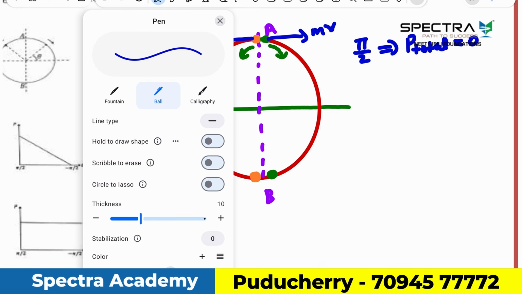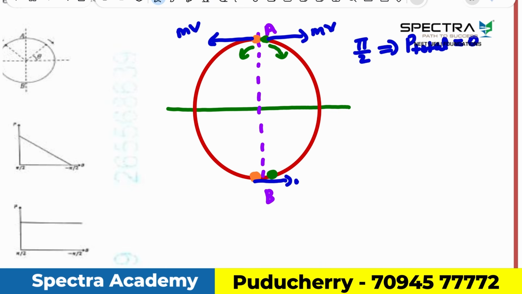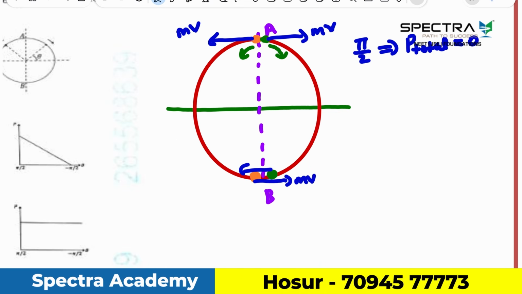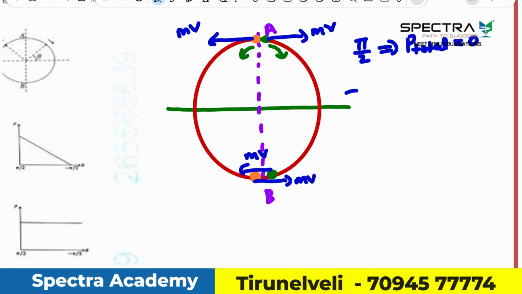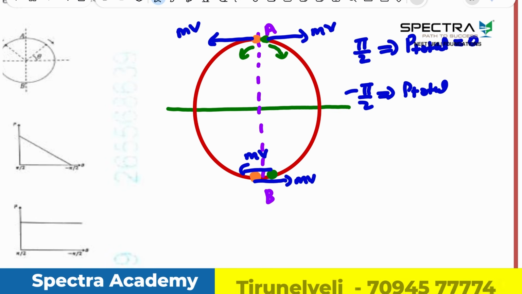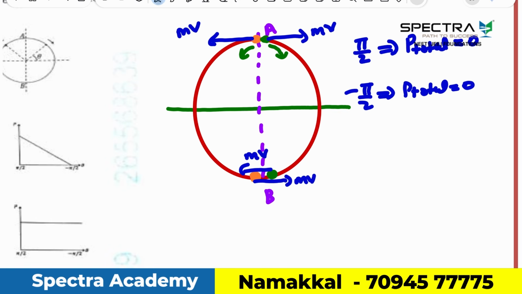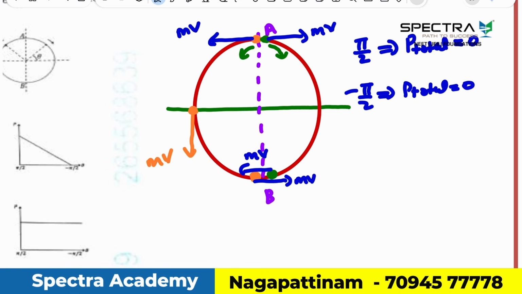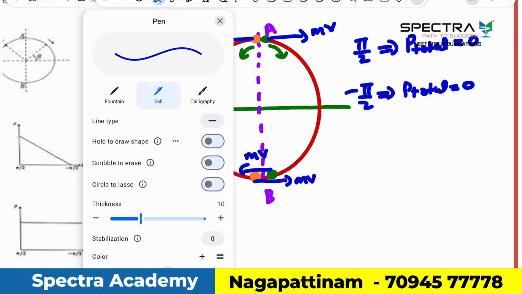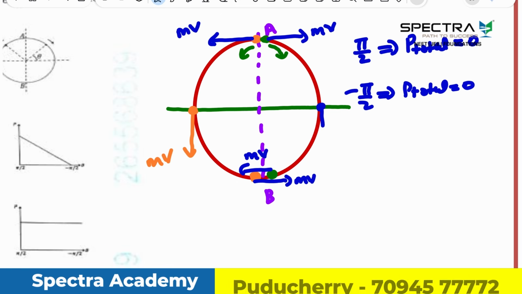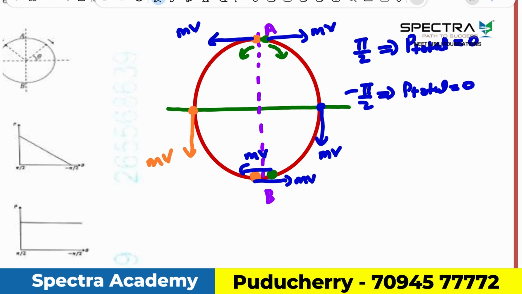If you take this point, then I can tell mv, this mv will be like this and this mv will be like this. Again they are opposite direction, equal, so at minus pi by 2 also I can tell P total is equal to 0. Now let's consider two other points. This one, this will be mv. Now this point, this will be mv.